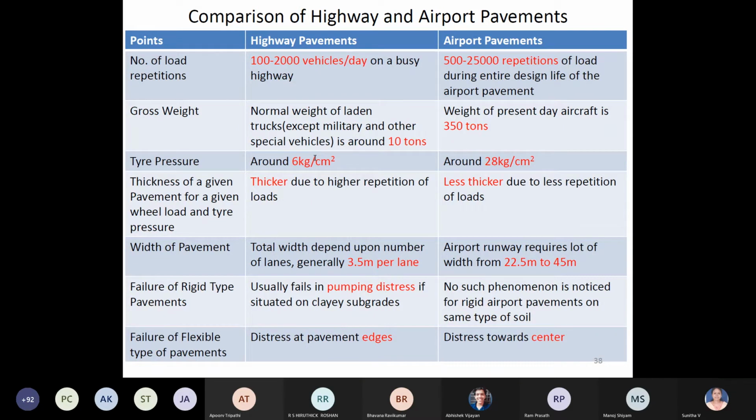Then the other one, just listen carefully here: thickness of a given pavement for a given wheel load and tire pressure.